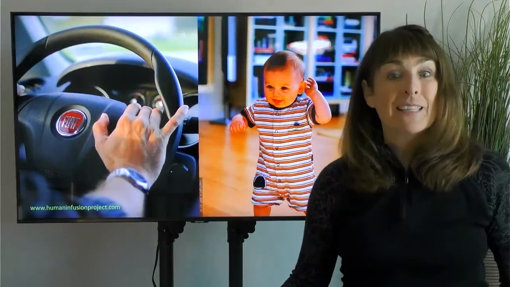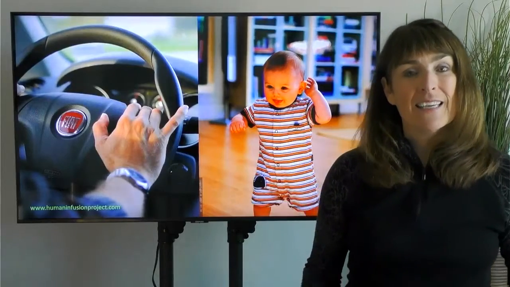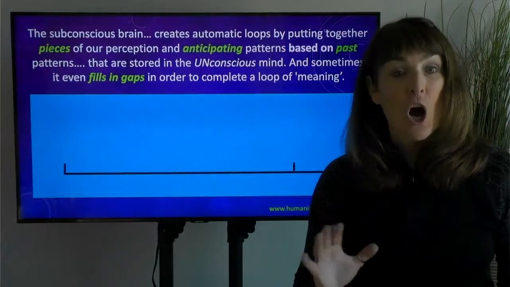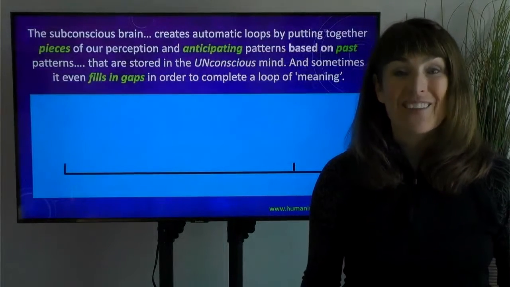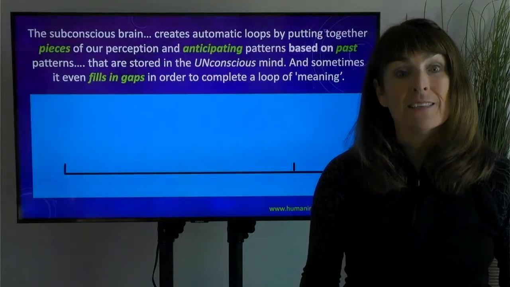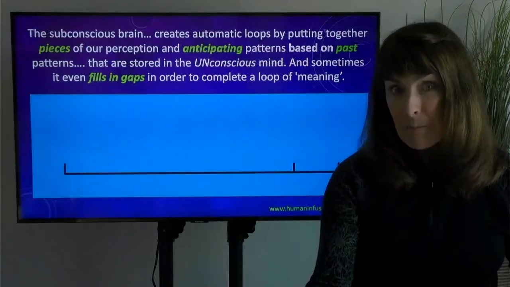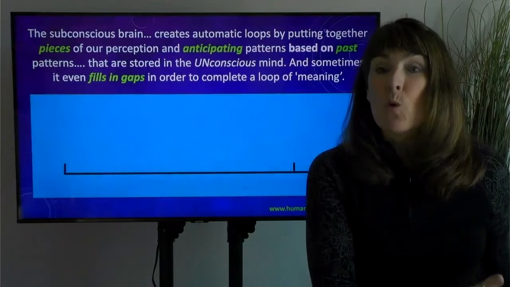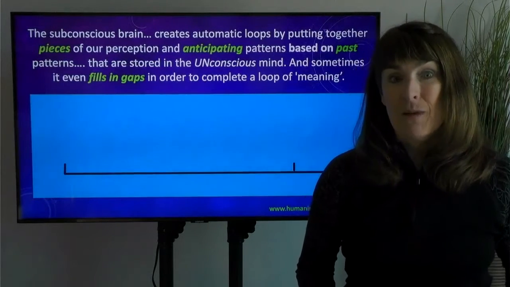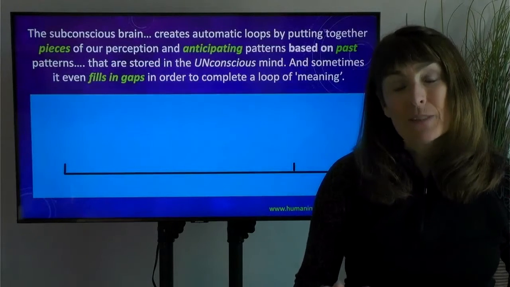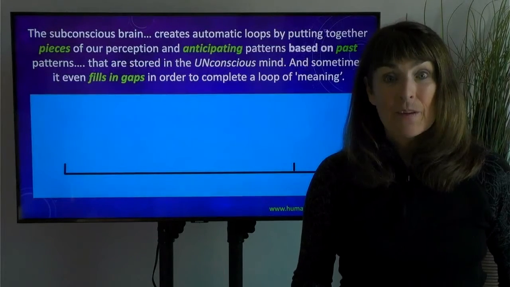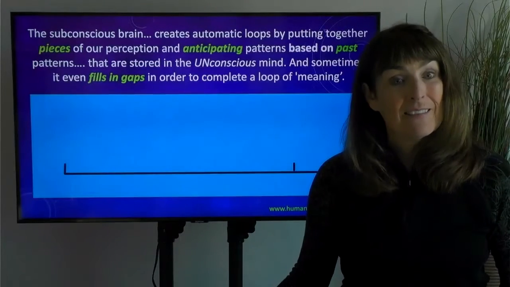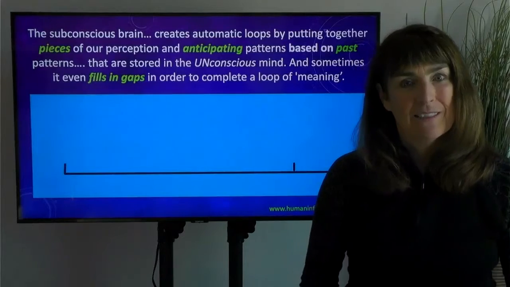I'm going to put this up and let you read it again and let it really sink in. The subconscious brain creates automated loops by putting together pieces of what we perceive and anticipating a pattern based on a past pattern that is stored for reference in the unconscious mind. And sometimes it even fills in the gap in order to complete a loop of meaning. And that meaning then directs our behavior choice.